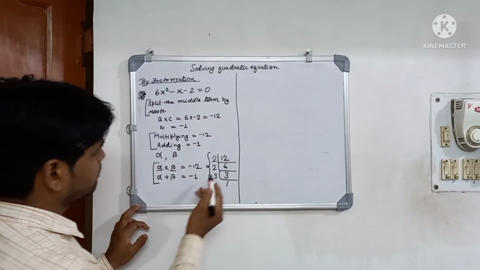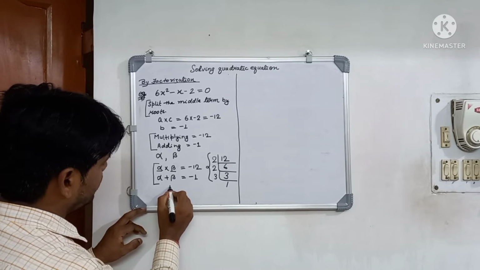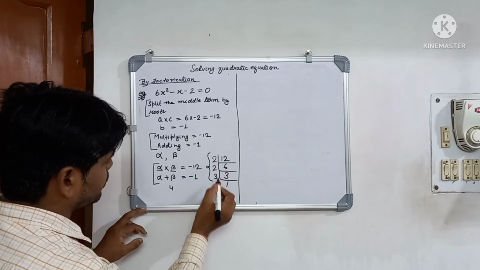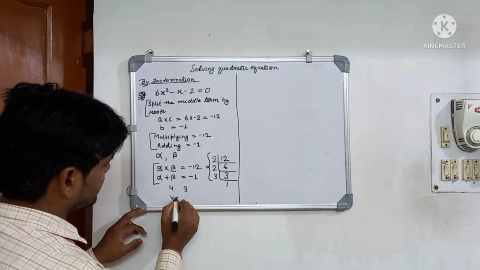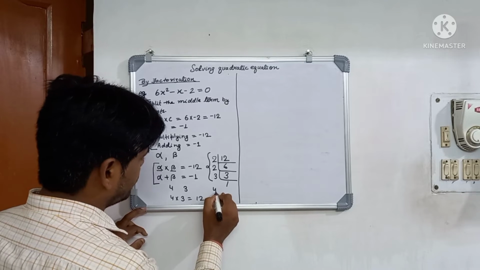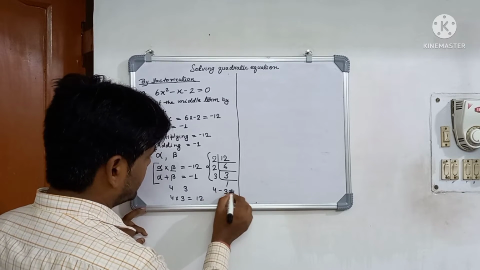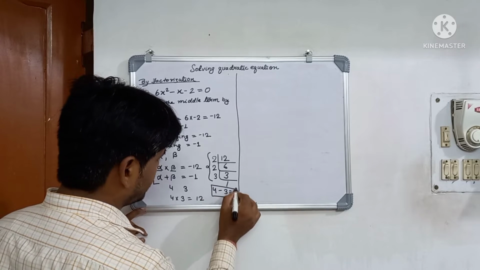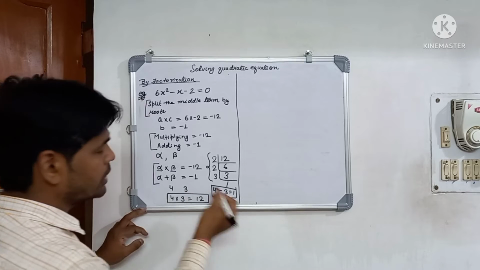So a value we can obtain here is, let's say, 4 and 3. On multiplying, it is clear that 4 multiplied by 3 is equal to 12, and 4 subtracted by 3 gives you 1. But this is not the ultimate requirement we are looking for. We will have to add an additional sign to these values.